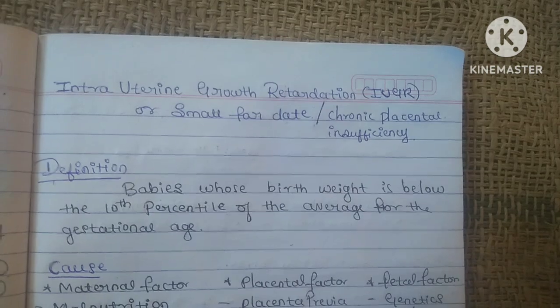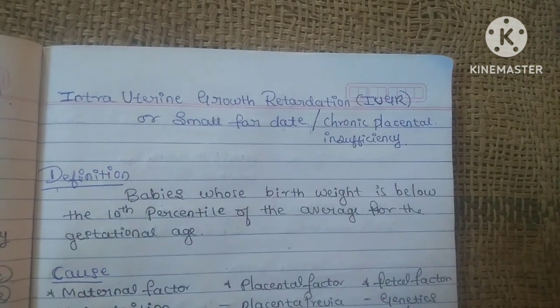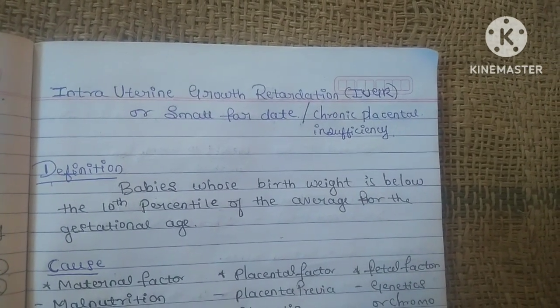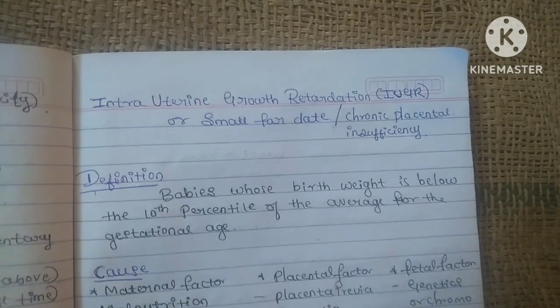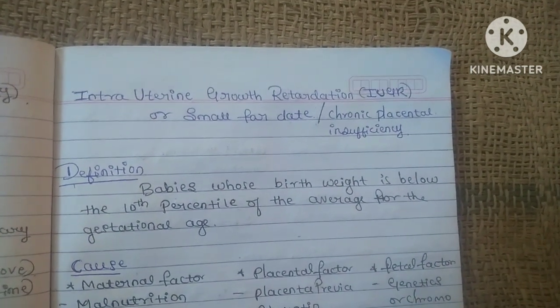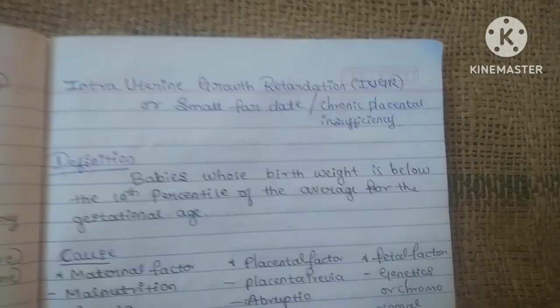Today we will discuss intrauterine growth retardation. It is also called small for date and chronic placental insufficiency. What are the definition, causes, and clinical manifestations? What are the types, and how can the management be done in intrauterine growth retardation? First, we will discuss the definition.